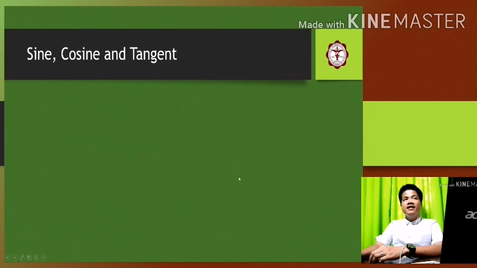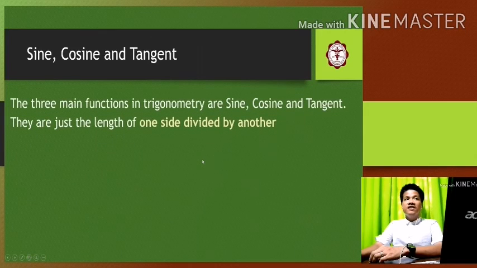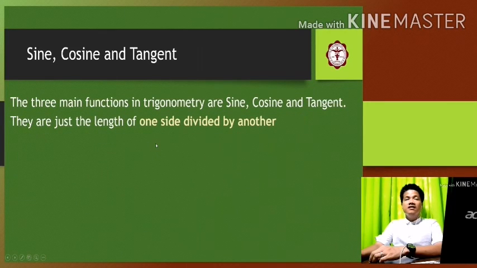So, solving sine, cosine, and tangent: the three main functions in trigonometry are sine, cosine, and tangent. They are just the length of one side divided by another.